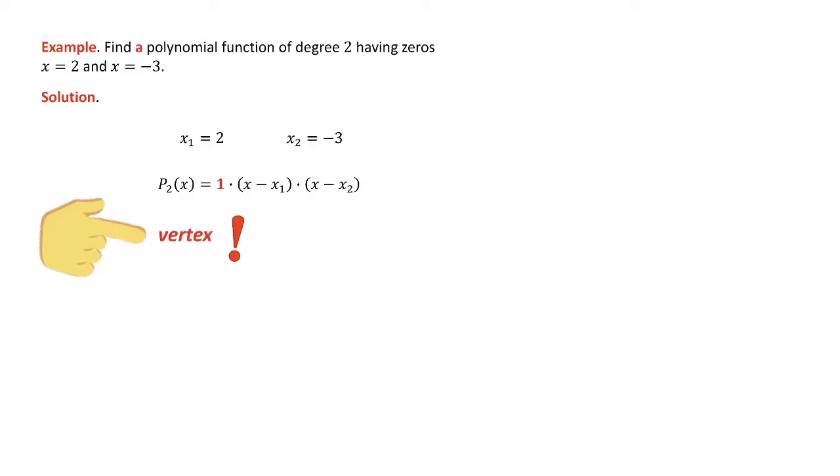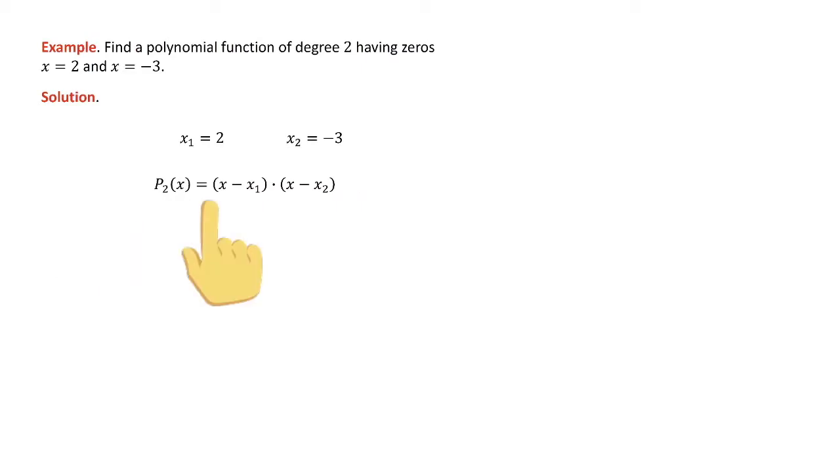I would need actually the vertex if I'm going to come up with a unique polynomial. But they're not asking that. They're just saying find a polynomial function. Okay? So I'm just taking that constant to be 1. But it is there. It's just a 1. So this is the form I have. So I have x1 here. I'm just going to put that in there. 2.